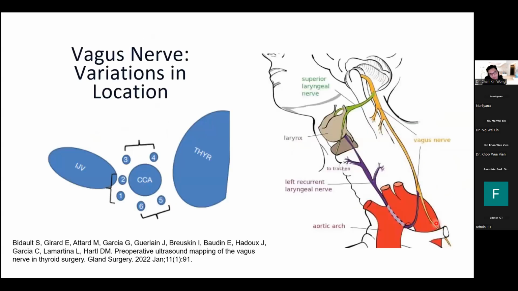So the thing about the vagus nerve is that, as the name says, vagus actually means wandering. It can have multiple different locations. So from here, it can be all around this position. Okay. So it's very important for us to hydrodissect and protect all these nerves.